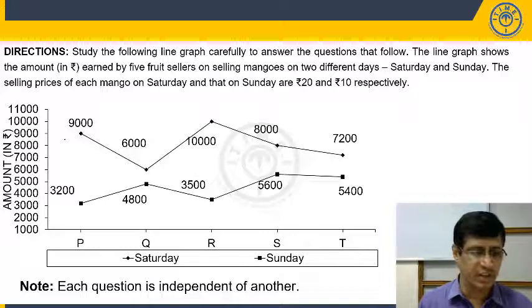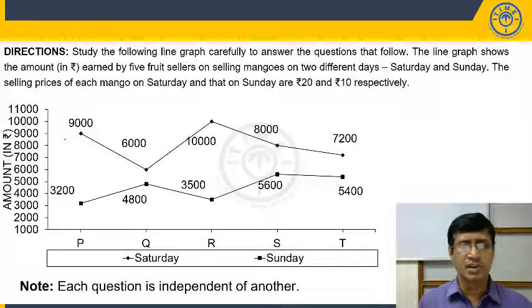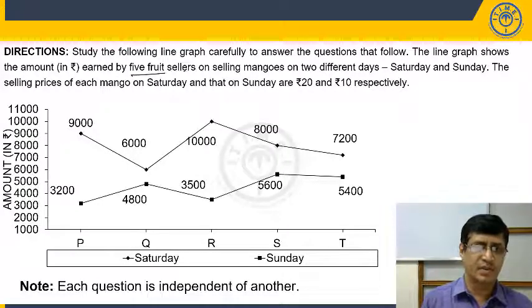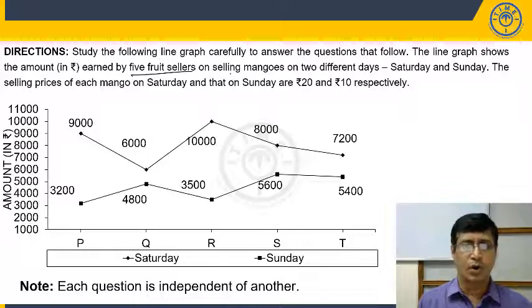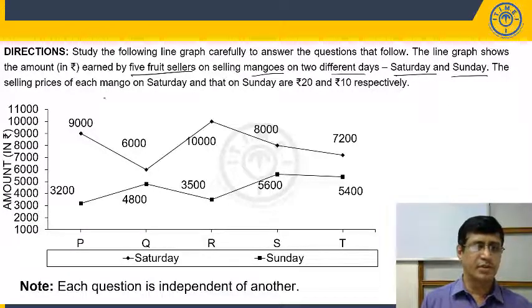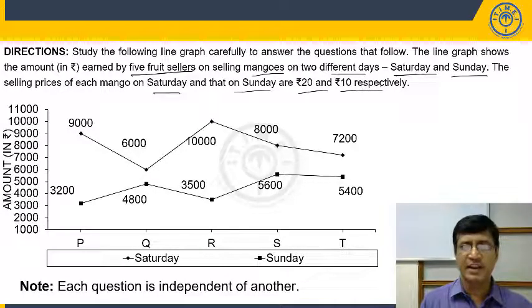Now look at the directions given here. What is given in the directions? Study the following line graph carefully to answer the questions that follow. The line graph shows the amount in rupees earned by 5 fruit sellers. How many fruit sellers? 5. On selling mangoes on 2 different days, Saturday and Sunday. The selling price of each mango on Saturday and that on Sunday, rupees 20 and 10. Saturday it is 20, Sunday it is 10.